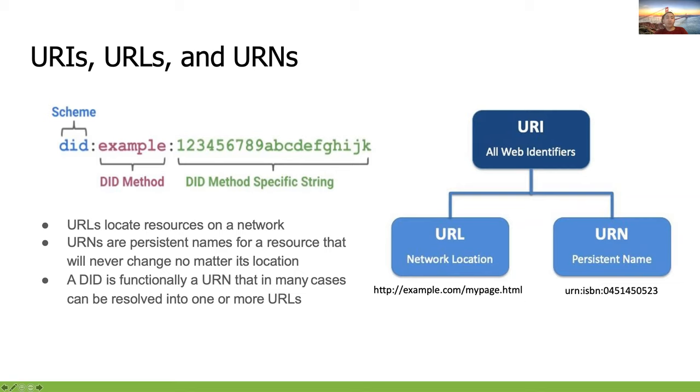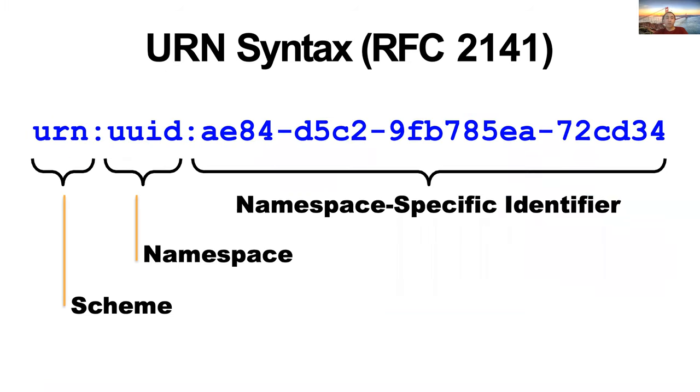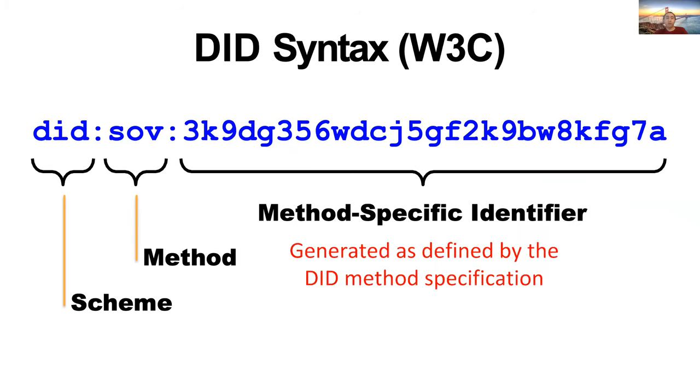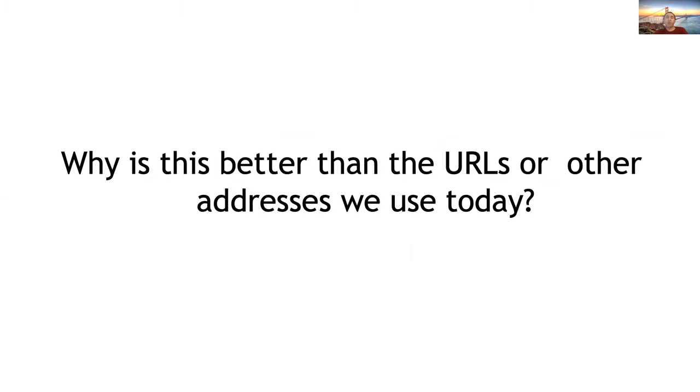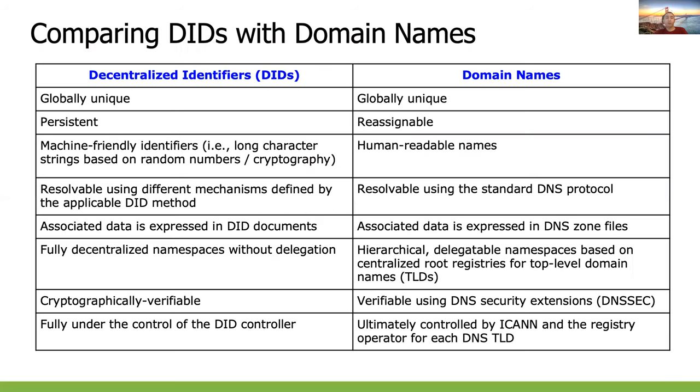So as I said, there is a DID method here, and we can have different DID methods to resolve it. And here it's the DID method specific string, so it's like your identifier. This is the URN syntax, and the DID syntax was taken from URN basically, and it looks like this. So we can compare it with URLs and see what the difference is, for example.